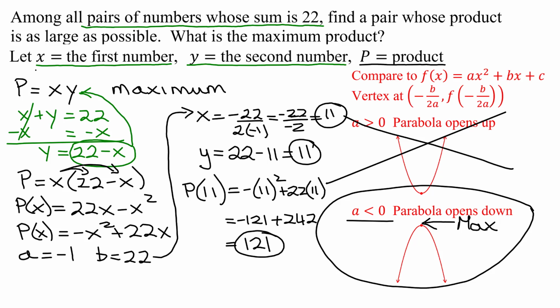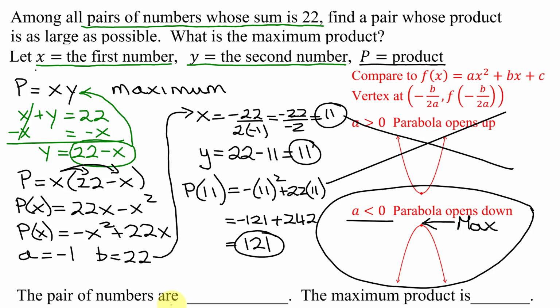So writing out my answers, I know the pair of numbers are x and y, so they're 11 and 11, and the maximum product is 121. We can double check. If I multiply my two numbers 11 and 11, do I get 121? Yes. And if I add my two numbers 11 and 11, do I get the sum of 22? Yes. That's a good final check for this problem.